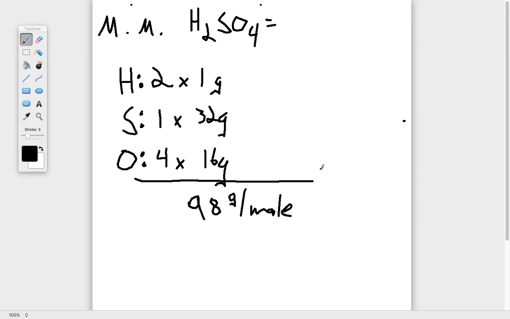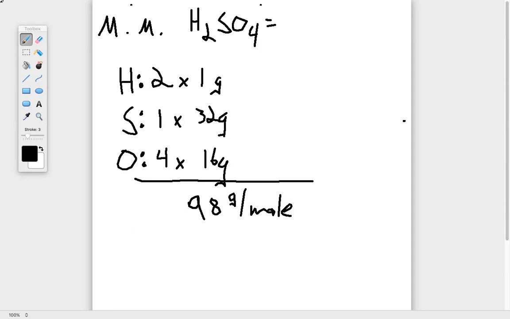It's about 100 milliliters, roughly. And I would know that there are Avogadro's number, 6.022 times 10 to the 23rd, molecules of sulfuric acid in that 100 milliliters.